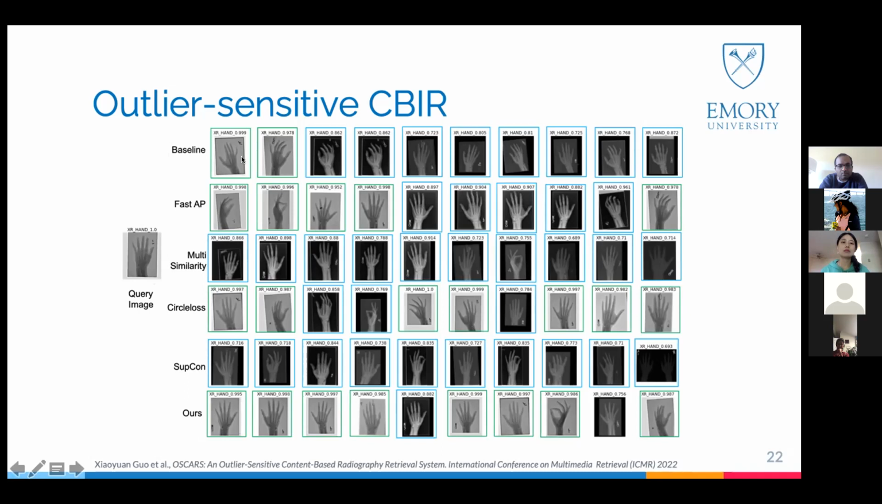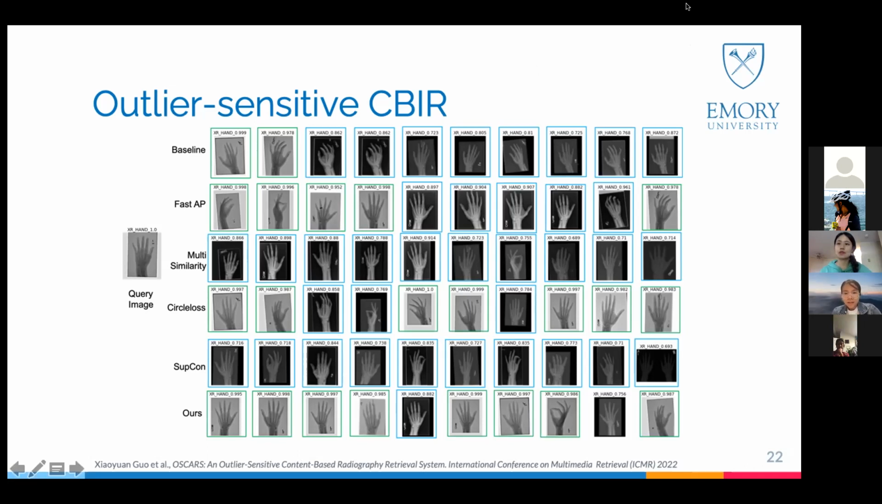And you can see here, those models like FastAP, multi-similarity, circle loss, and the supervised contrastive loss one, they all treat the hand class as the same. Like this hand sample is the same as this one, so that's why they are retrieved with nearly the same probability. But for our model, we will first make sure that we put the hand data from the same class together, showing similar intra-class variation, and then some hand samples with different intra-class variations at the end.